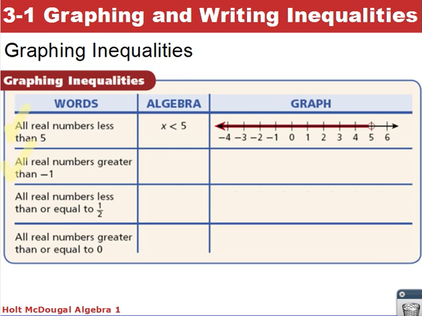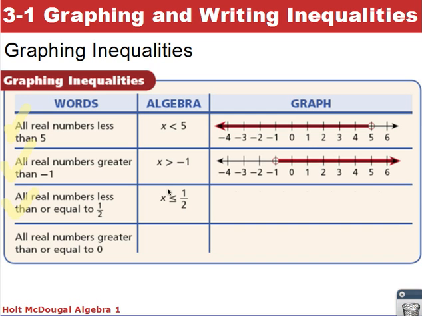The next one we're looking at are all real numbers greater than -1. In algebra, that'd be x is greater than -1, a greater than symbol. And graphing is going to be an open circle at -1 and shading everything to the right. It's got to be greater than -1. Our next one, all real numbers less than or equal to 1/2. There we have the less than or equal. So you need to pull in the less than or equal to sign with a bar underneath it.